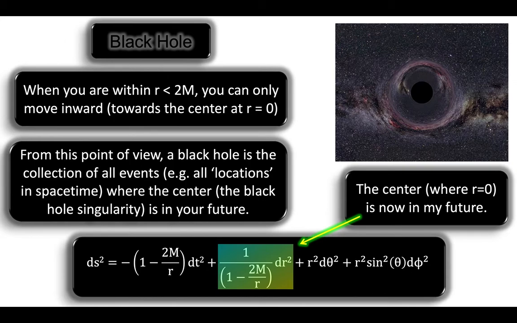Now, everything we said about a black hole in previous lectures is true. A black hole is so massive, light can't escape its gravitational pull. To escape a black hole, you have to move faster than light. Those descriptions are still true and valid. But in my opinion, this is a more fundamental description of what a black hole is. A black hole is just all the locations in space and time where the center of the black hole is in your future. And avoiding the center of the black hole is just as fruitless as trying to avoid 5 minutes from now.